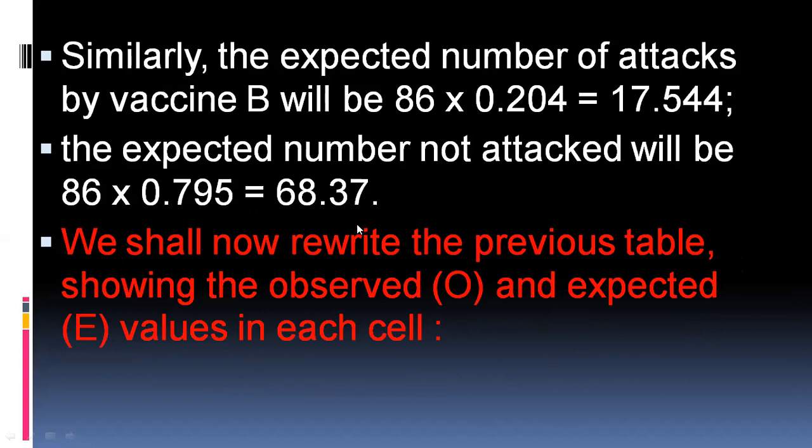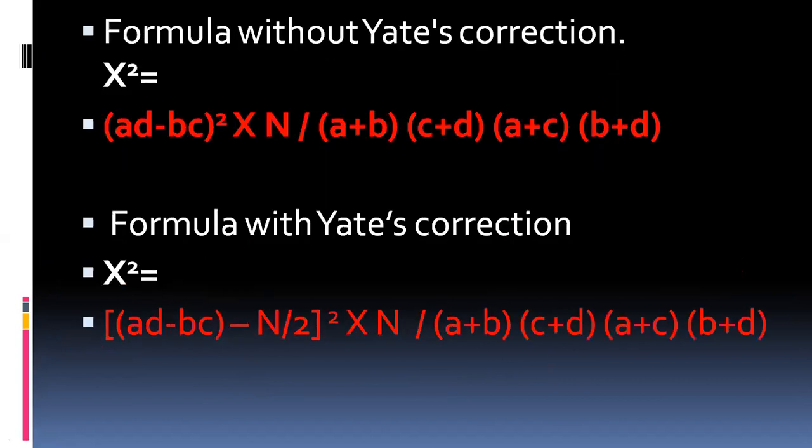What we have done here is that observed numbers are given, and we have found out the expected number in each cell. Now we shall write this table again with the observed and the expected numbers.